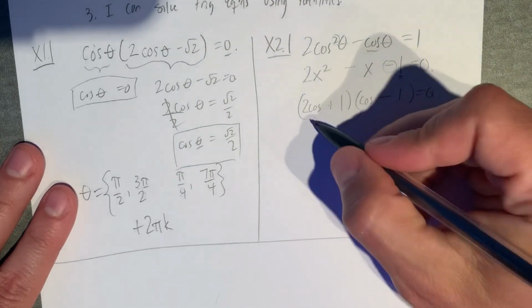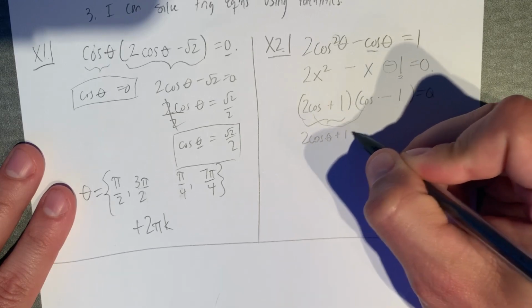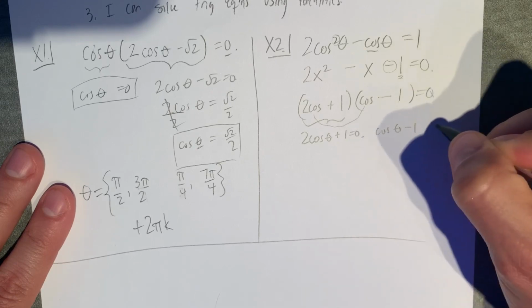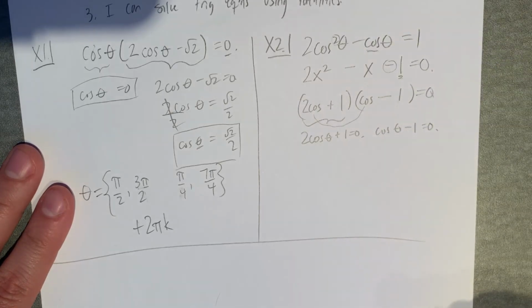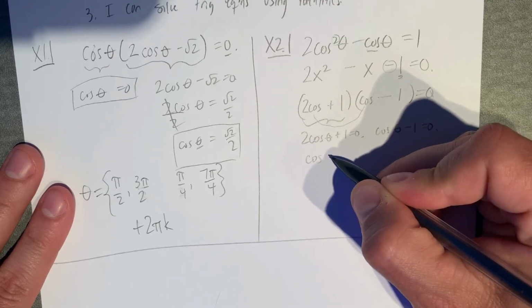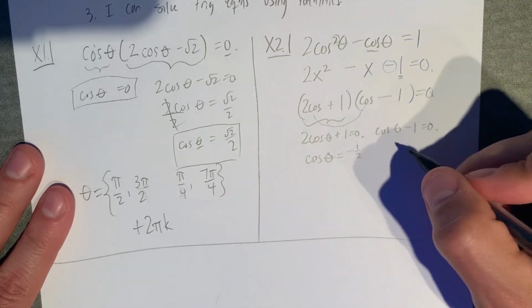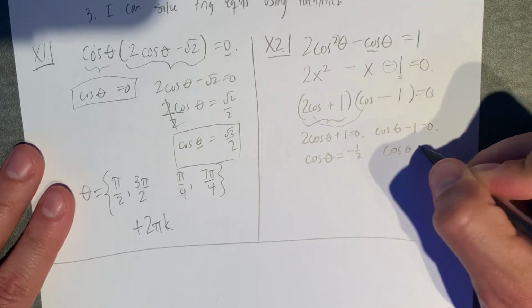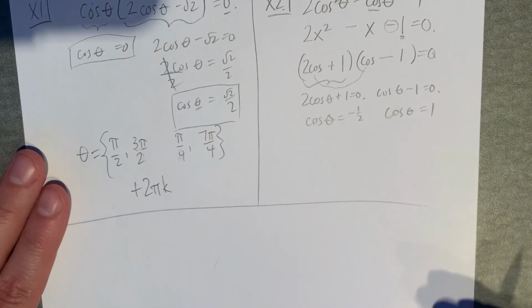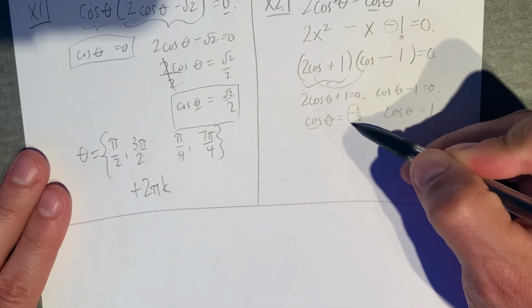Now, essentially what I have are 2 factors, and I can solve this as 2 cosine theta plus 1 set equal to 0, and cosine theta minus 1 set equal to 0. Subtract 1 from both sides, divide both sides by 2. This tells me that cosine of theta is equal to negative 1/2, or cosine of theta is equal to positive 1. So we go ahead and see what our solutions are going to be. What angles have an x value of negative 1/2?